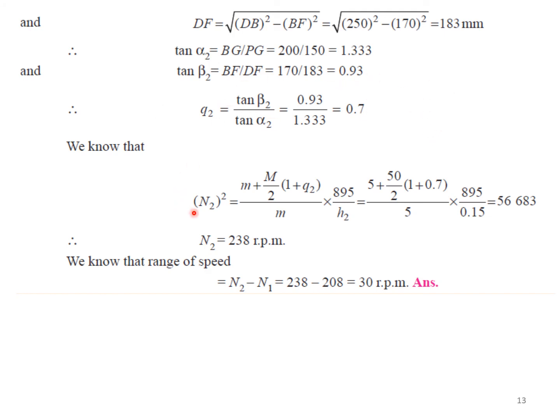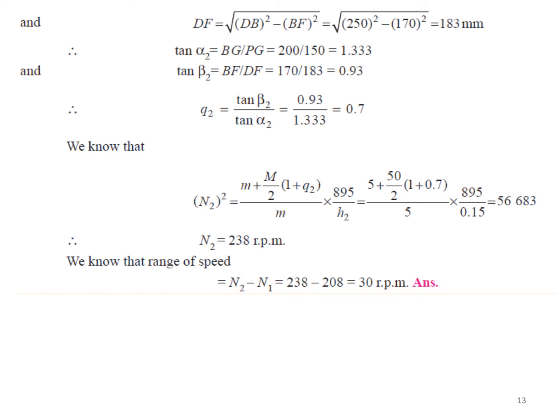So substitute all these values for N2. N2 square is equal to (m plus M by 2 into 1 plus q2) divided by m into 895 by h2. I get the value of N2 as 238 rpm. So the next range of speed is N2 minus N1, 238 minus 208, that is 30 rpm.